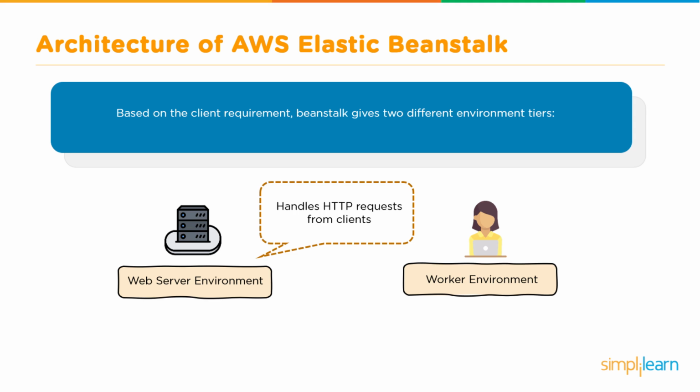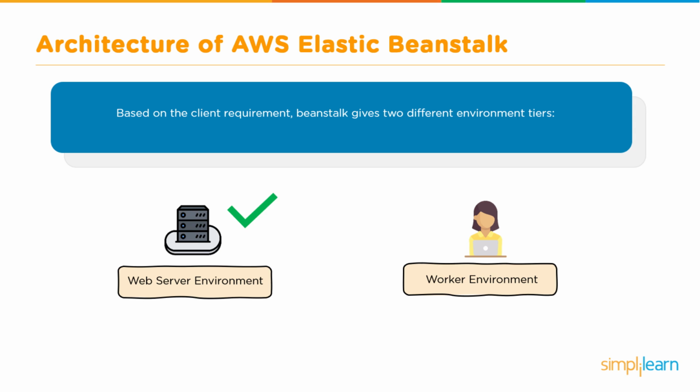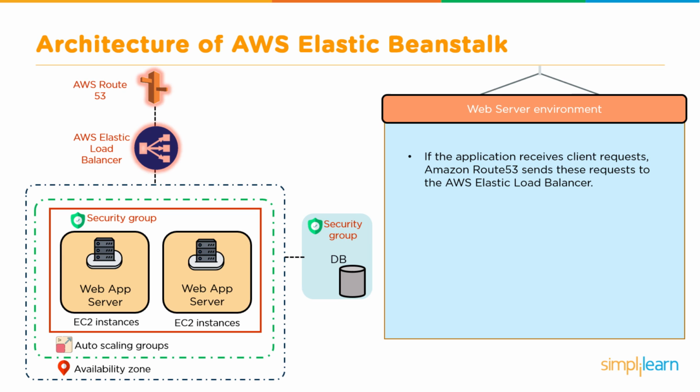Now the web server environment only handles the HTTP requests from the clients. So that's why we use the web server environment mostly for web applications or any application which works on HTTPS requests. So it's not only HTTP, you can use HTTPS as well. The worker environment processes background tasks and minimizes the consumption of resources. So again, it is just like a kind of microservice or application services that are running in the backend to support the web server environment. Now coming to the understanding of the AWS Beanstalk.